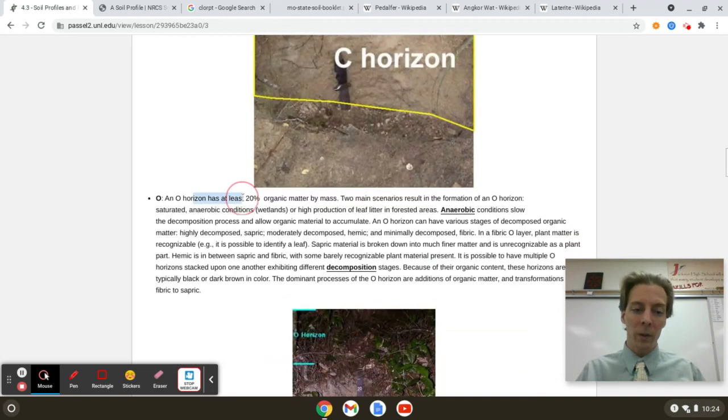O is at least 20% organic matter by mass. Okay, so this says you can get huge piles in a couple different ways, but you've got stuff that's decomposing slowly, or not decomposing at all. It's just stopped. That's O. All right.